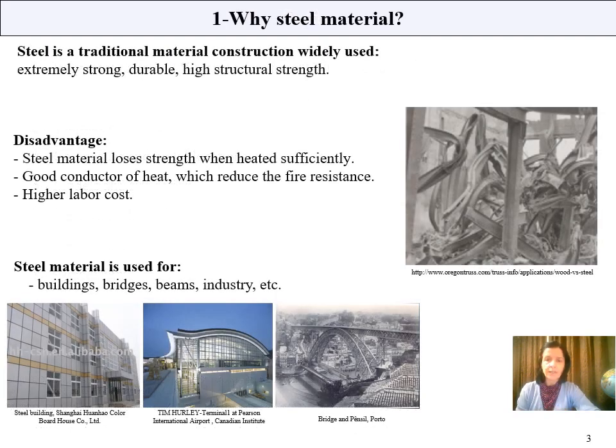About the topic, why steel material? Steel is a traditional construction material widely used due to being extremely strong, durable, with high structural strength, but steel material loses strength when it is heated sufficiently. Steel is a good conductor of heat, which reduces the fire resistance of the members. Steel also has a higher labor cost. Here you can see some different applications in buildings using steel material, bridges, beams, different applications in construction.